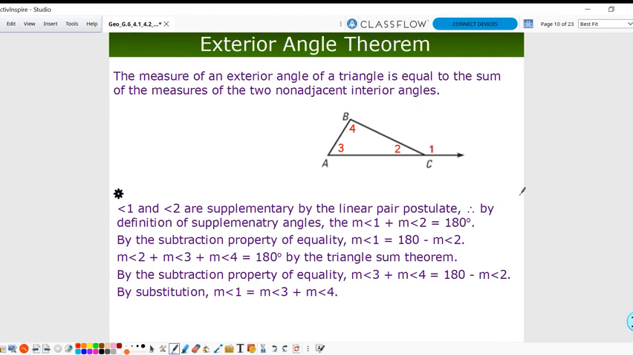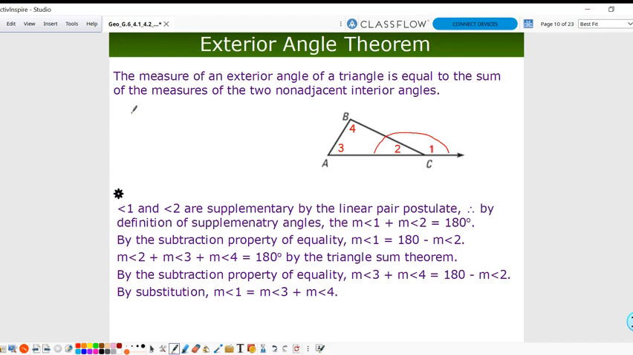The measure of an exterior angle of a triangle is equal to the sum of the measure of the two non-adjacent interior angles. So to think about that, angle 1 and angle 2 make a linear pair, so they have to add up to 180. But we know the angles within a triangle also have to add up to 180.